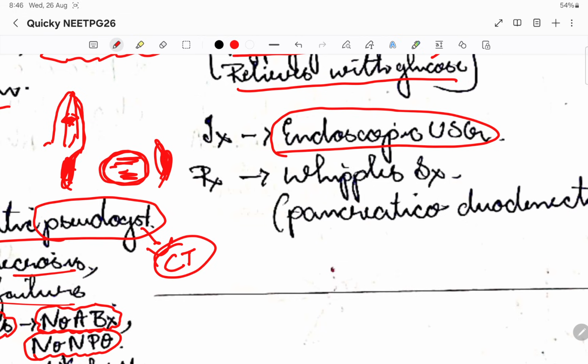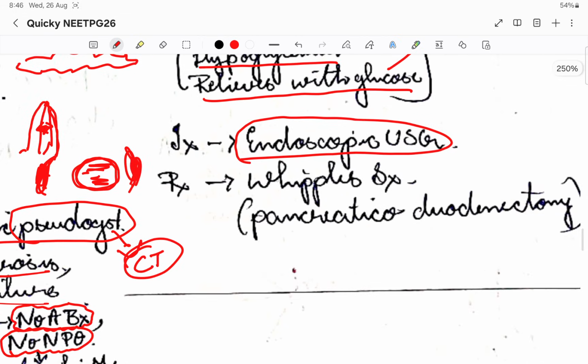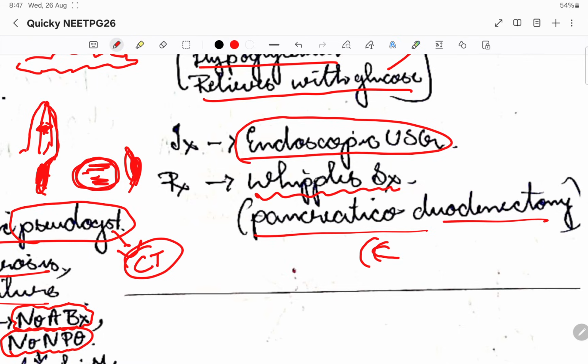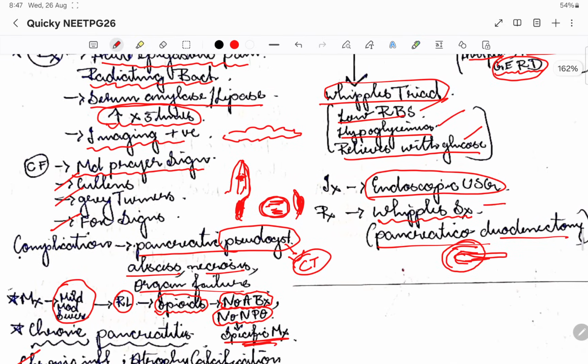Coming to investigation, it is the endoscopic ultrasound that we do to diagnose. The staging also can be done for these pancreatic cancers. The surgery will be Whipple's surgery. It is nothing but pancreatico-duodenectomy, meaning we are going to remove the duodenum and the pancreatic head. This is the thing that we do with respect to pancreatico-duodenectomy. So this is Whipple's surgery, a very, very famous surgery.